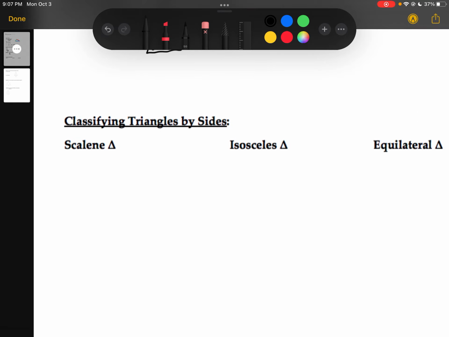So the next thing we can do is look at a triangle by sides. The scalene property of this one here is that all three sides are different lengths. So if we're looking at this, we could say maybe this is 7, this is 5, this is 3. So every side is different. As long as that's true, you have a scalene triangle.